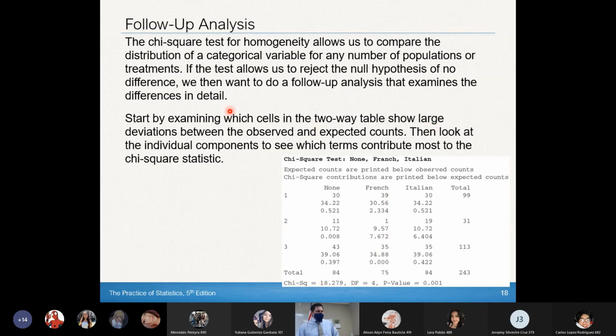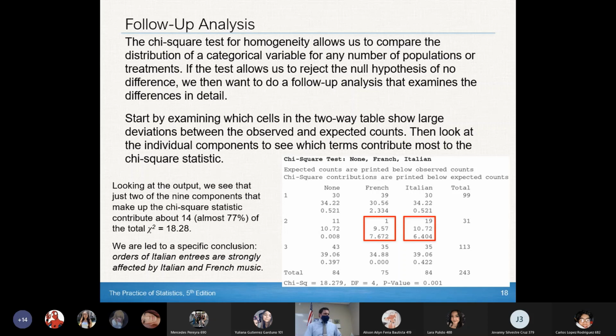So we have this kind of generated data table here. We have our observed, our expected, and contribution to the statistic. All right, looking at the output, we see that just 2 of the 9 components that make up the chi-square statistic contribute almost 77% of the total chi-square 18.28. Right, having to do with French and Italian music, and I think ordering Italian.